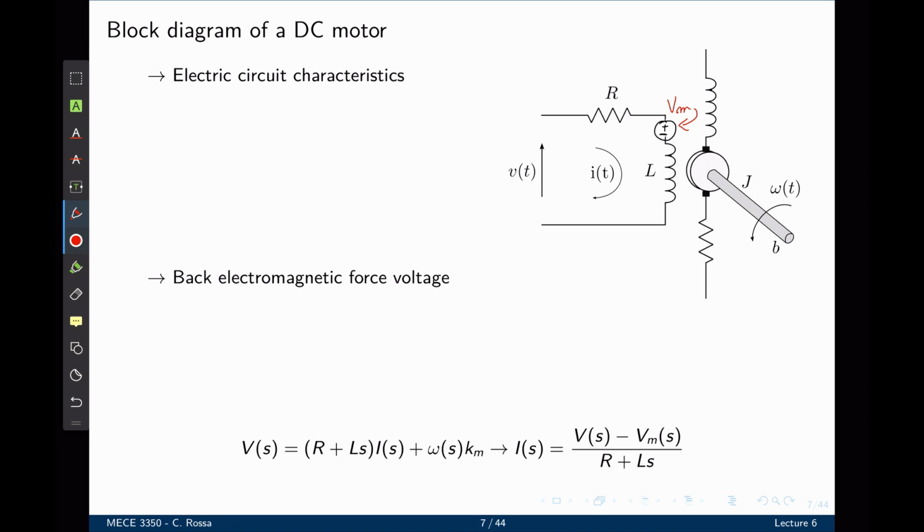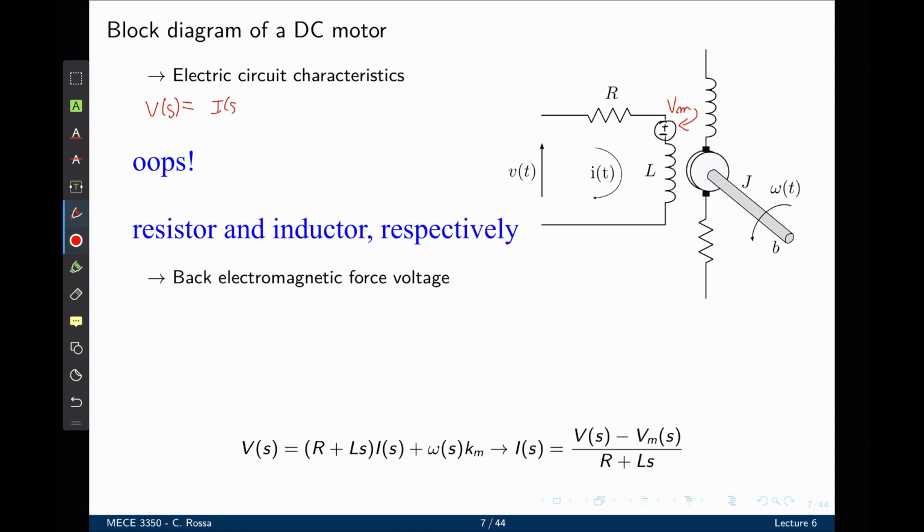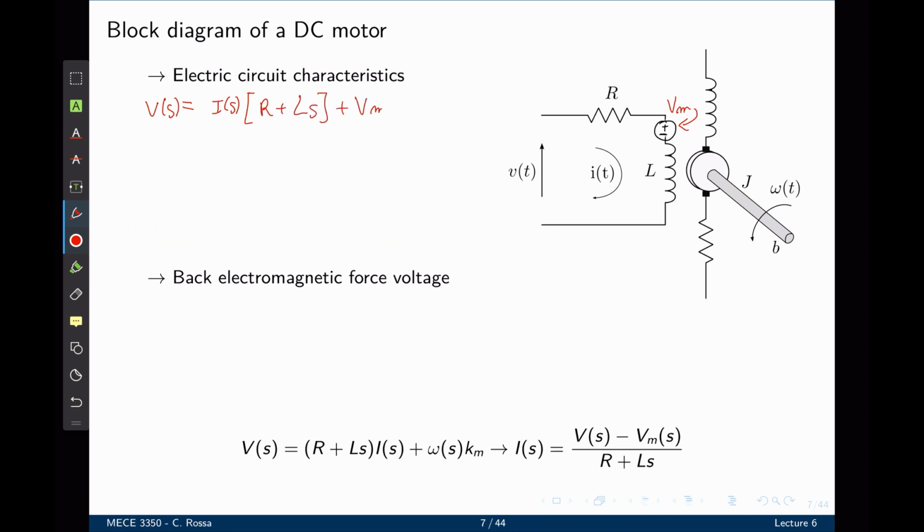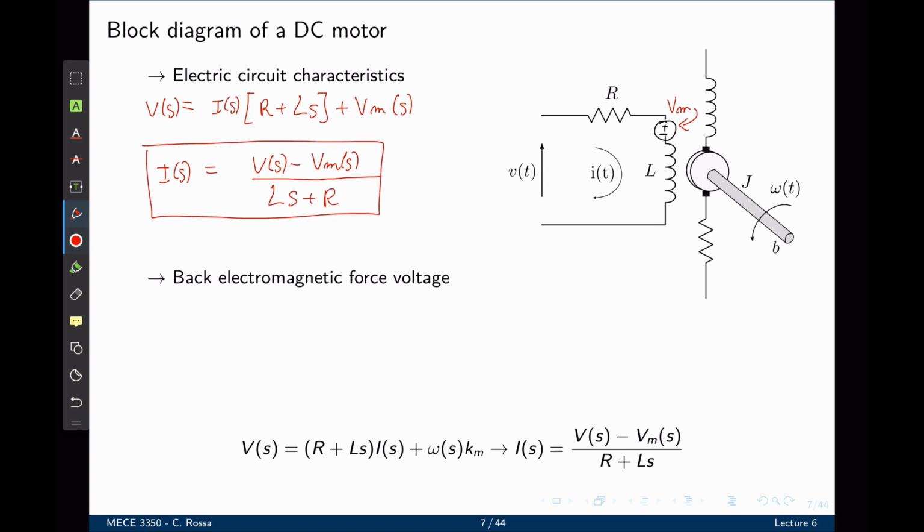Using Kirchhoff's law, we can now find a relation between V and I. Let's write that relation in the frequency domain directly. V of s equals the voltage drop across the resistor plus the voltage drop across the inductor, which is I times R plus Ls respectively, plus the voltage induced because of the motor rotation, Vm. We can now find an expression for I of s, the current, that is V of s minus Vm of s divided by Ls plus R. This is the first relation that represents the electrical part of the motor.